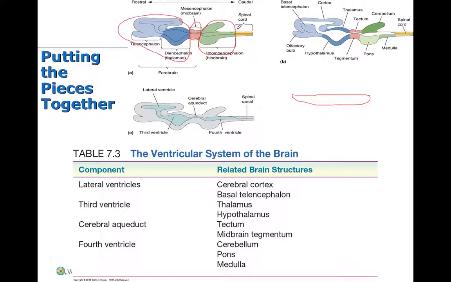When you get further differentiated, you have the telencephalon, olfactory bulb, cortex. In the diencephalon, you have the thalamus and the hypothalamus, the tectum and tegmentum in the midbrain, the cerebellum and pons, and the metencephalon and the myelencephalon and the medulla.